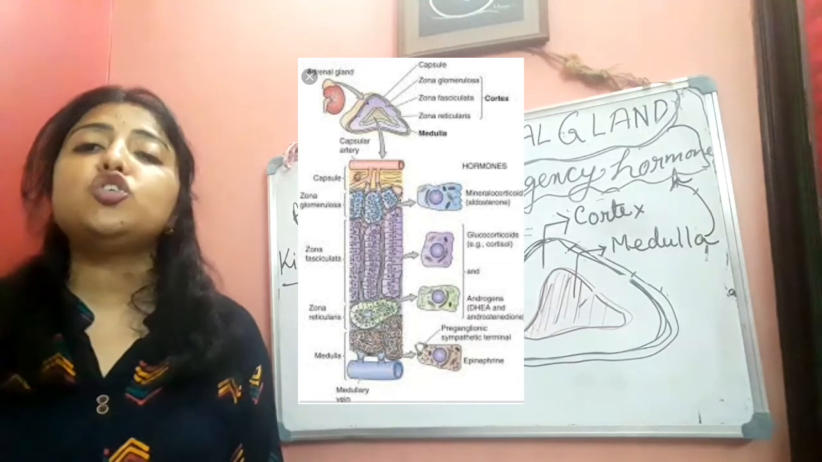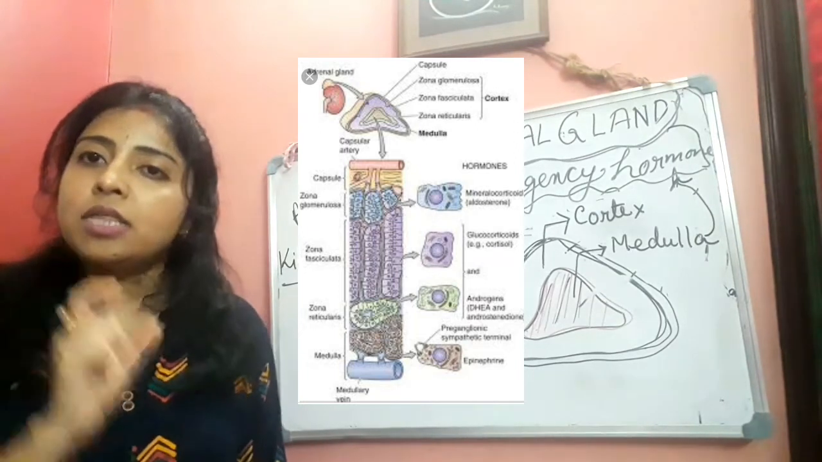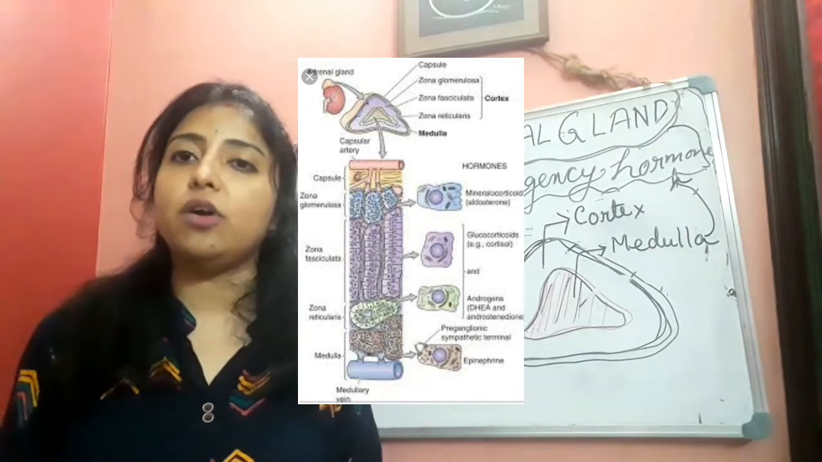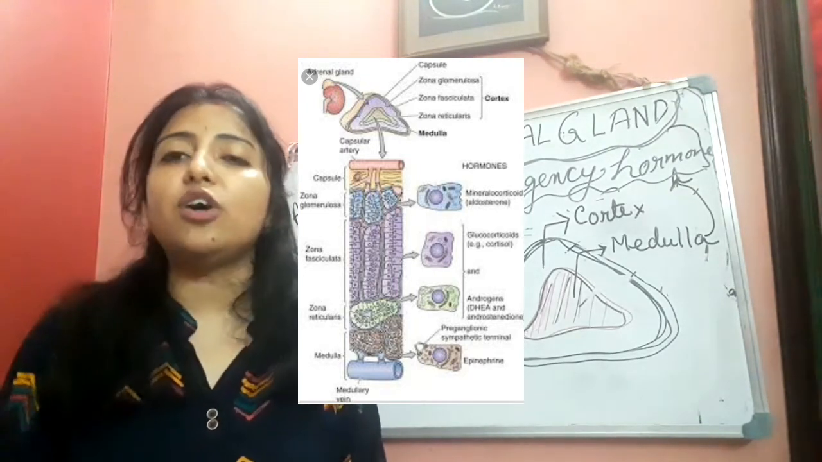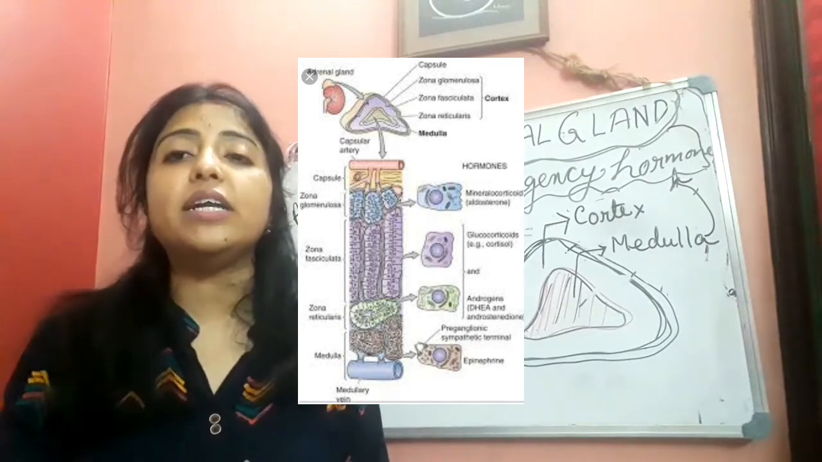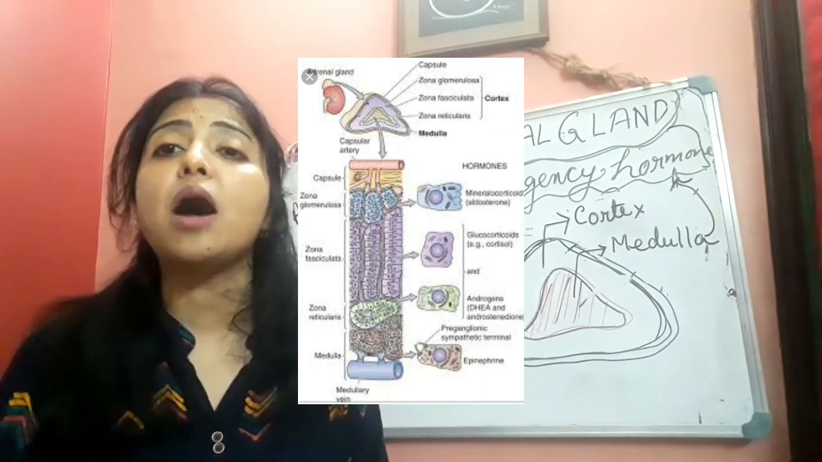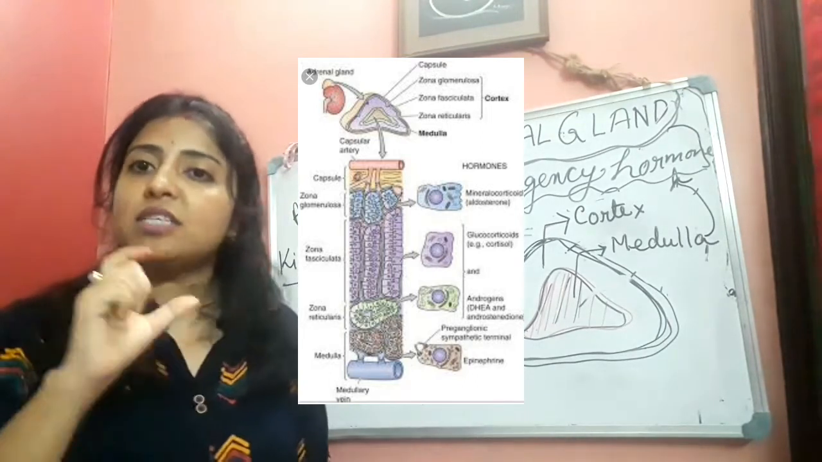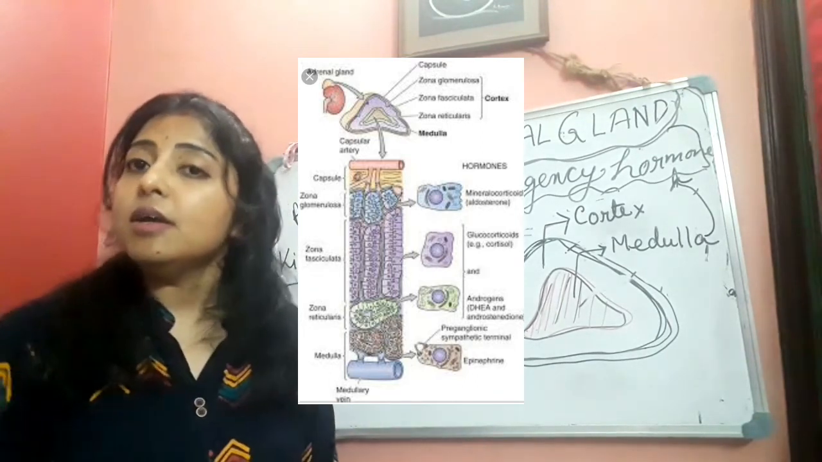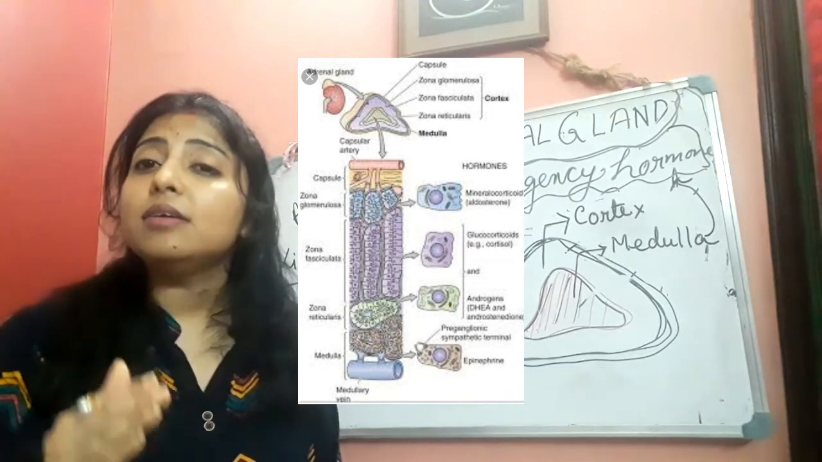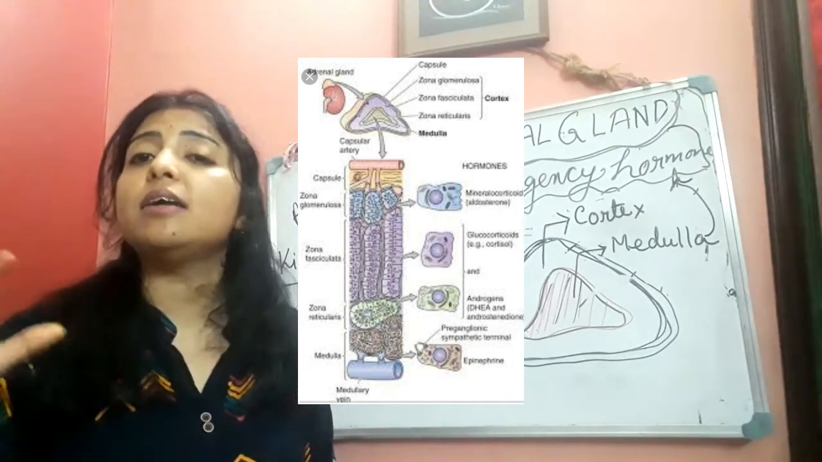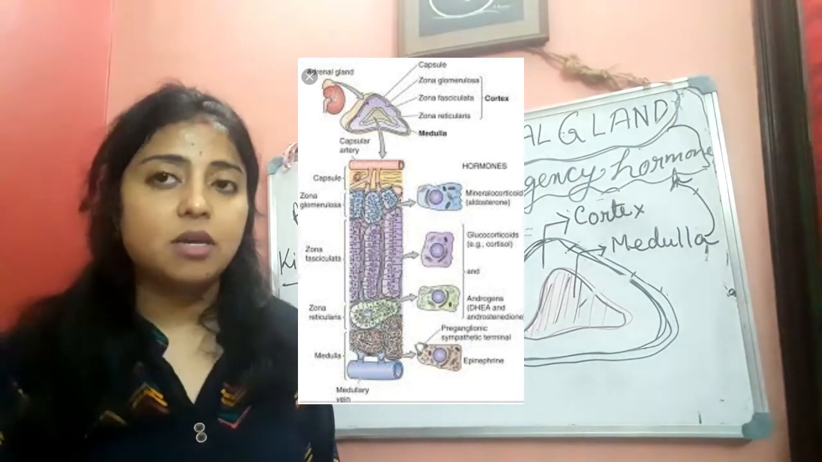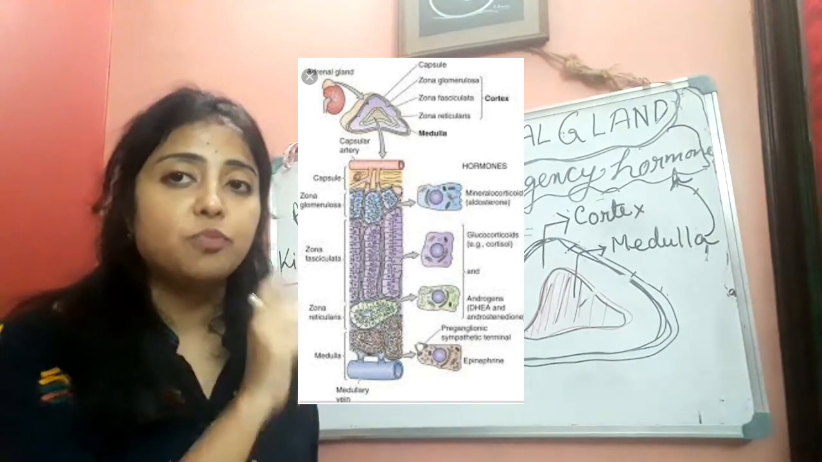Next portion, that is zona fasciculata. They will secrete one kind of hormone known as glucocorticoid, and its target organ is testis and ovary. That means the gonads, where sperms or ovum will be produced. Clear? What is the function of this glucocorticoid? They are involved with maintaining the metabolism of carbohydrate, fat and other nutrients. That is the main function of this portion.